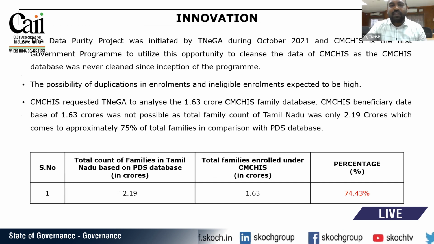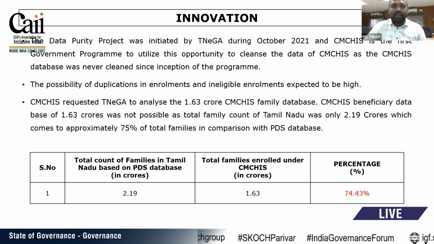The data purity project was initiated by the TNEGA during 2021, and CMCHS was the first government department to utilize this opportunity. You can see from the slide that there were around 2.19 crore families in Tamil Nadu in the PDS database, and the total families enrolled under CMCHS works out to 1.63 crores, which is highly impossible because the percentage of coverage is 74.43%, and the income criteria was set as only 1.2 lakhs per family per annum.